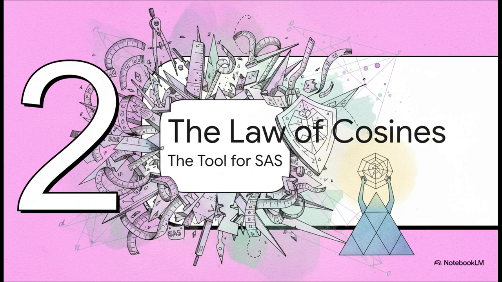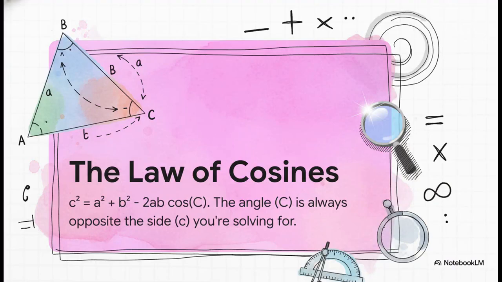When you hit that SAS roadblock, it doesn't mean the problem is impossible. It just means you need a different tool. And that tool, my friends, is the law of cosines. It is literally designed for this exact situation. Here it is, in all its glory.